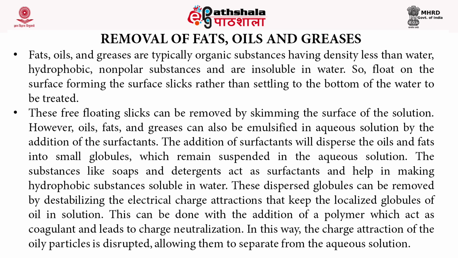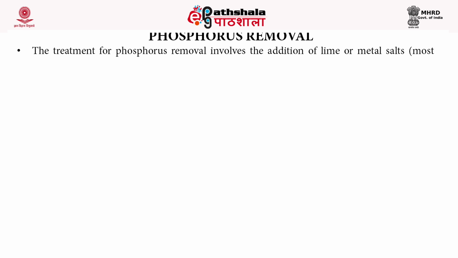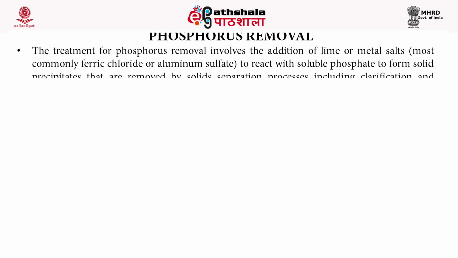For the removal of phosphorus from the water, the procedure involves addition of lime or metal salts, and the metal salts commonly used are ferric chloride or aluminium sulfate. These metal salts react with the soluble phosphate to form solid precipitates, and these precipitates are removed by separation processes including clarification and filtration.